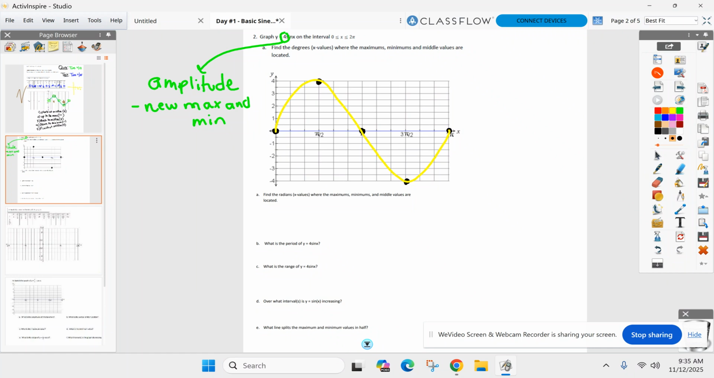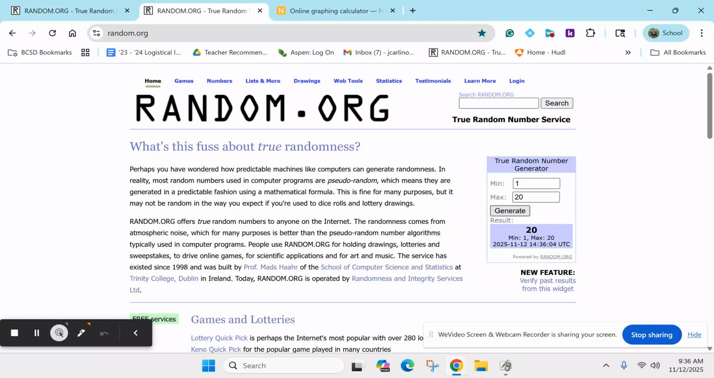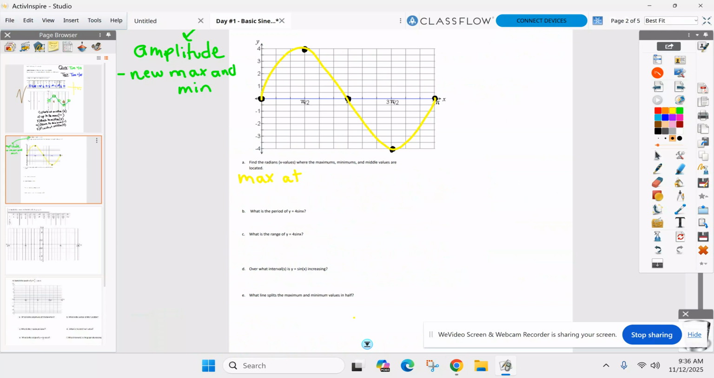Questions before we start answering parts A through E here? All right, let's go. Part A. Give me the x values in radians. Let's start here. A max at, where's the maximum at? Give me the x values, not the y value. I don't want 4 here. Where on the x-axis is it at 4? Where do you have that max value? Kaylee? At pi over 2.